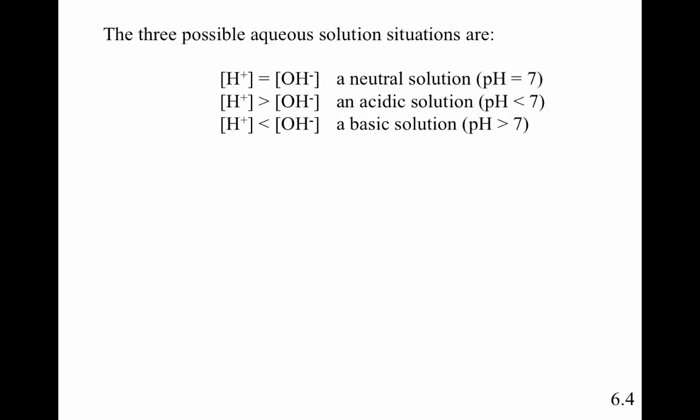There are 3 possible aqueous solution situations. If the hydronium concentration is equal to the hydroxide concentration, then the solution is neutral and the pH is equal to 7. If the hydronium concentration is greater than the hydroxide concentration, then the solution is acidic and it has a pH that's less than 7. And if the hydronium concentration is less than the hydroxide concentration, then the solution is basic and the pH is greater than 7.